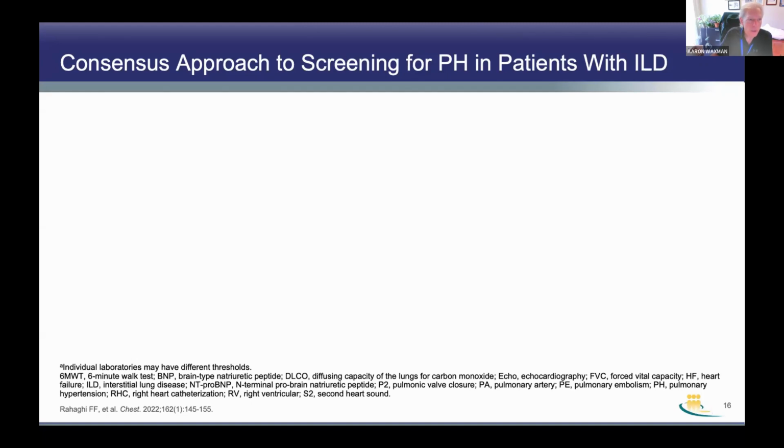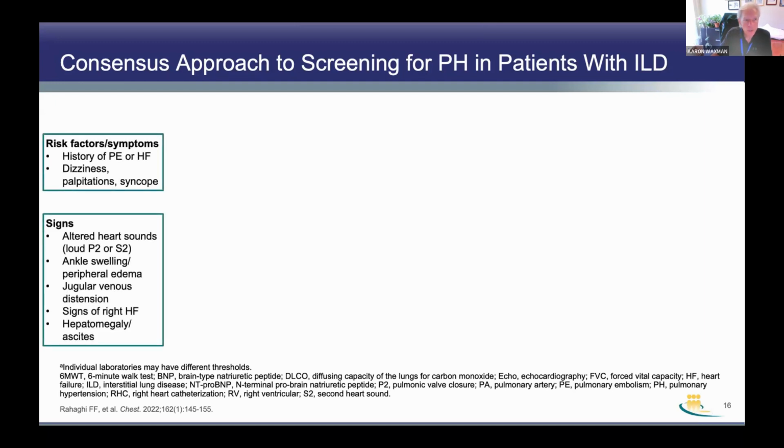So now we can think about the consensus approach to screening for PH in patients with interstitial lung disease. First of all, we can think about risk factors. History of pulmonary embolism or heart failure certainly needs to be considered and might steer us in a different path. Any patient who complains of dizziness, palpitations, or syncope certainly raises concern for pulmonary hypertension.